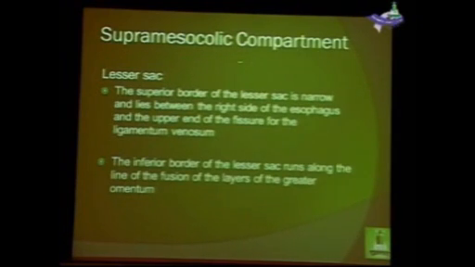The inferior border of the lesser sac runs along the line of fusion of the layers of the greater omentum. We know that the greater omentum runs from the greater curvature of the stomach downward and then upward again, and it's attached to the transverse colon, and the line where the two layers fuse forms the inferior border of the lesser sac.